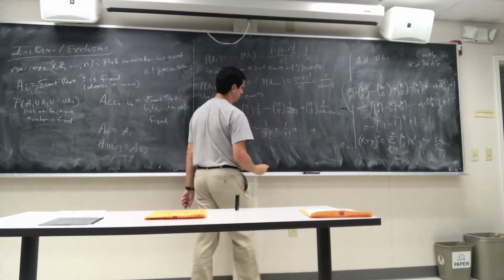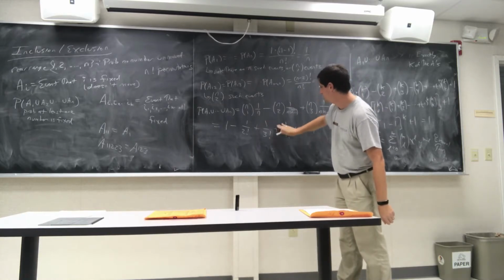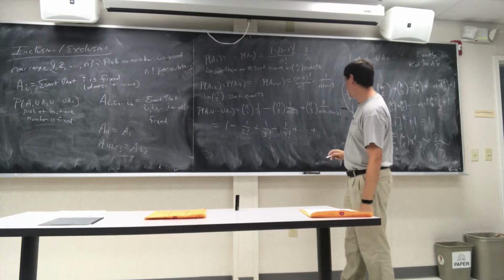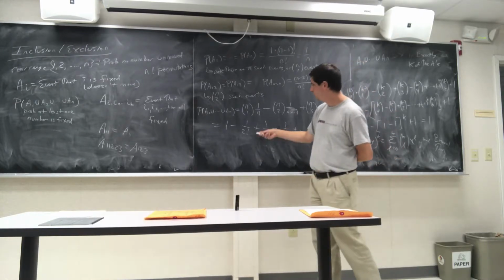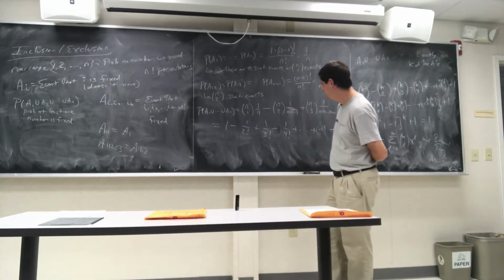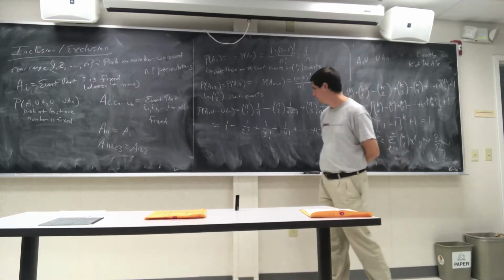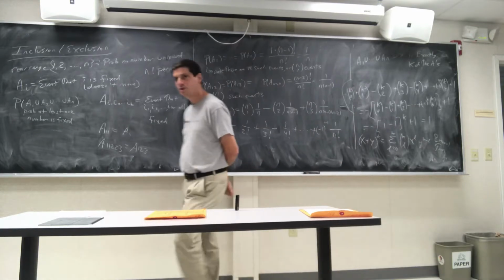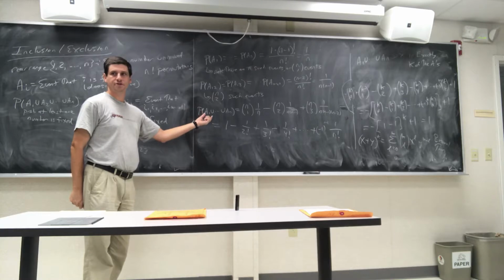The next one is n minus 1, n minus 2 over 3 factorial. And we stop. Should be plus. I'm sorry. This one should be a plus, and then this one should be a minus. And then the last term is negative 1 to the n minus 1, and we divide by n factorial. So this is the probability that at least one number is fixed.